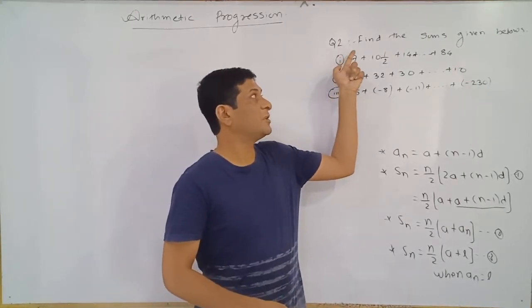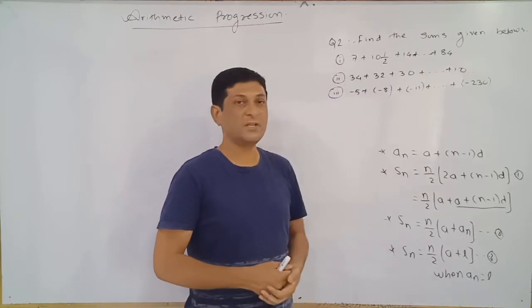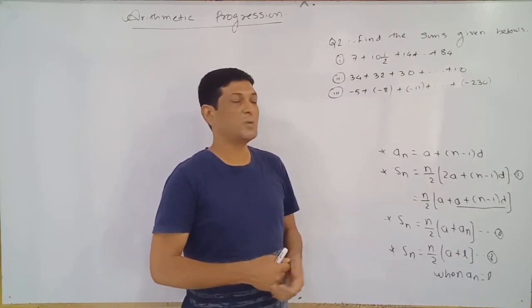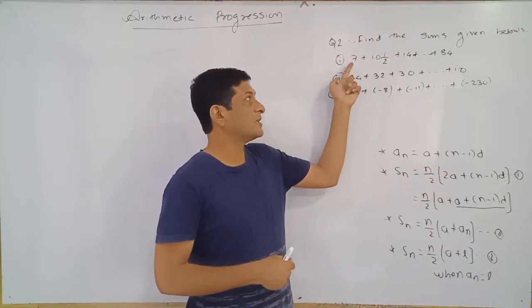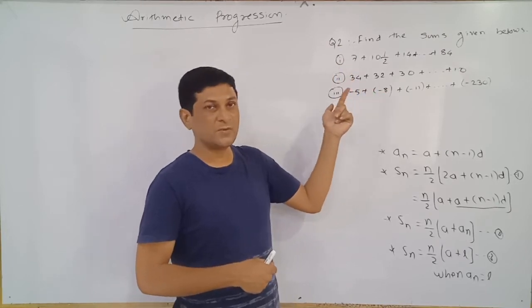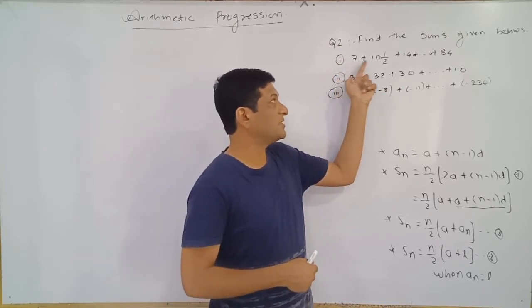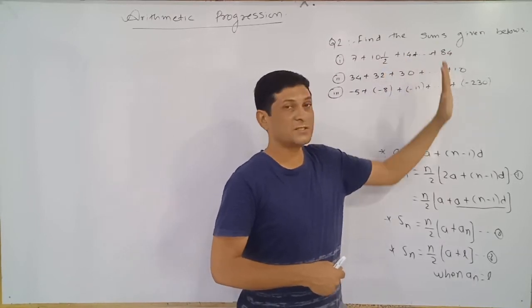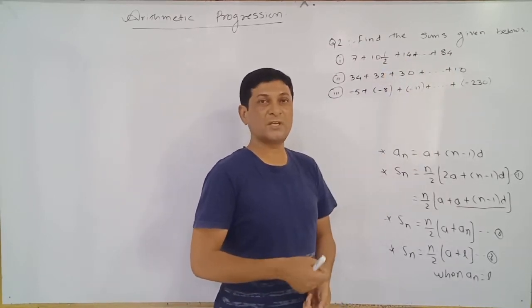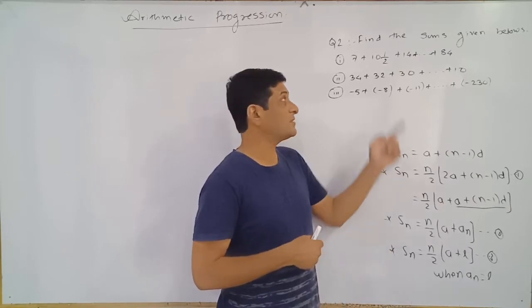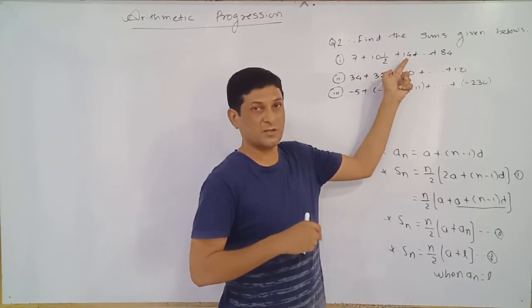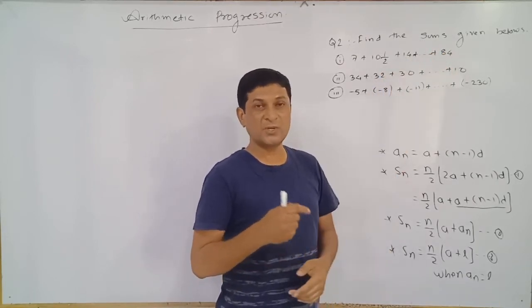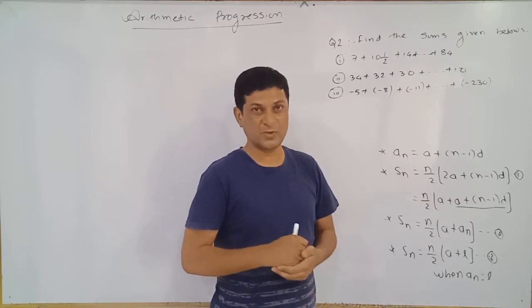In question number 2 we have to find the sum of the given terms below. So observe example number 1. An arithmetic progression is given to us: its first term is given, second term is given, third term is given, and later the last term in this arithmetic progression is 84. We don't know which term 84 is in the arithmetic progression.